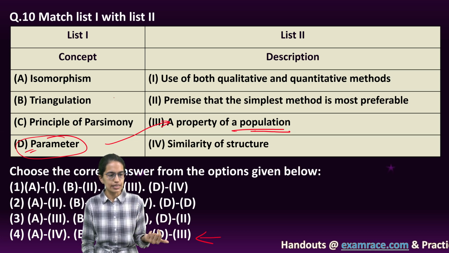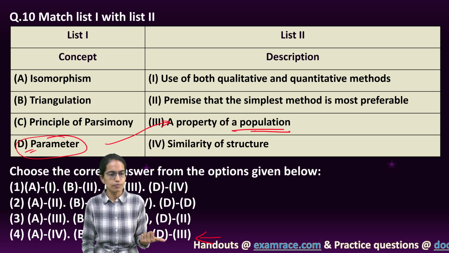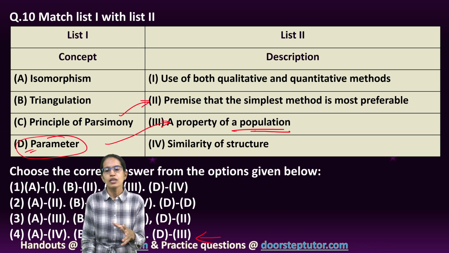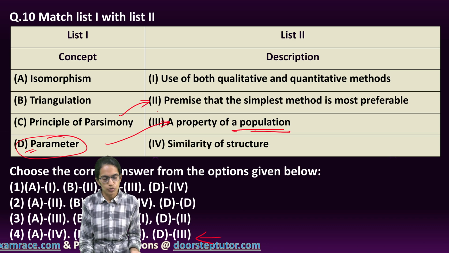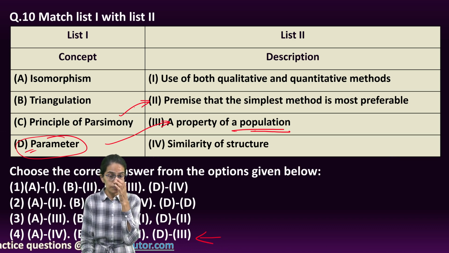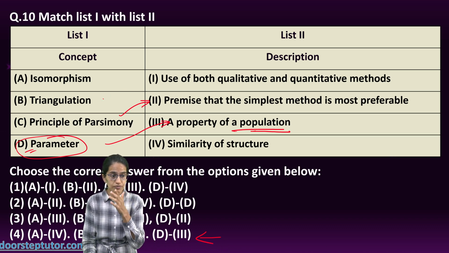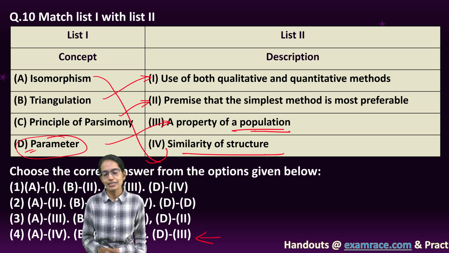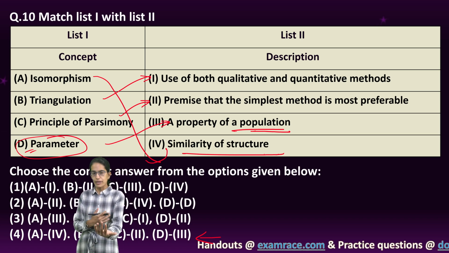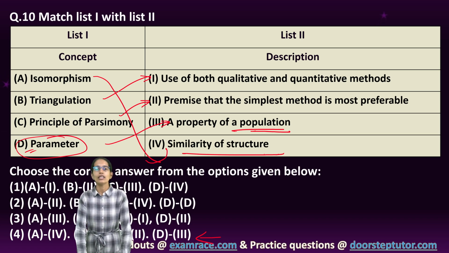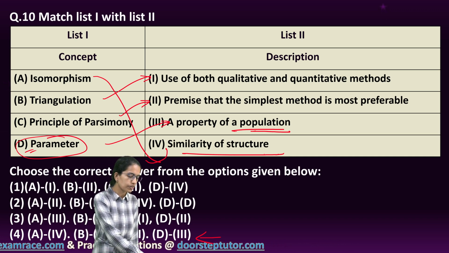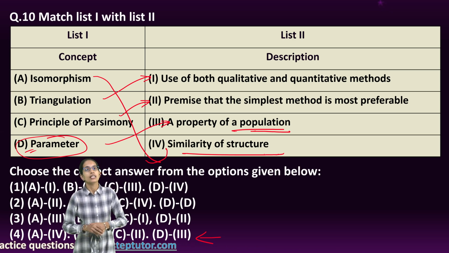But still, let's understand. Principle of parsimony is where we use the most preferable method, and the simplest method is usually the most preferable method. Triangulation is a property where we are talking about both quantitative and qualitative studies. And in isomorphism, we talk about similarity in the structure. So it's one-to-one mapping between two different sets, and we call it isomorphism. So isomorphism, 4 is the correct answer. So here we have discussed some of the research questions.